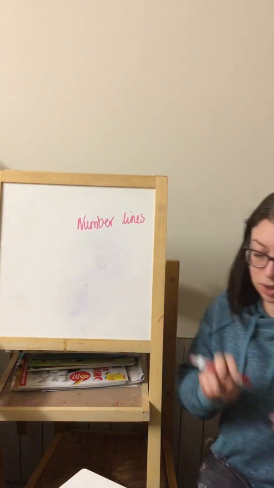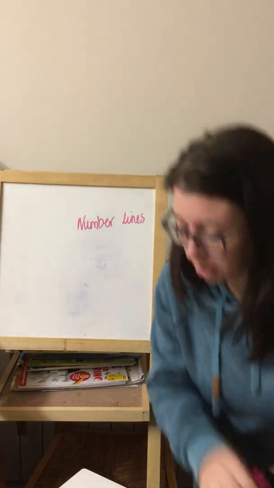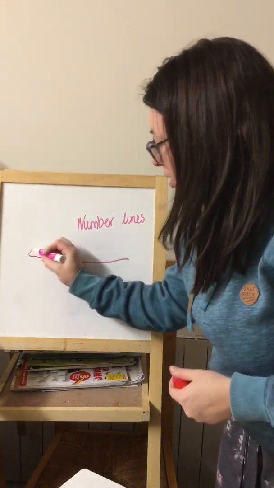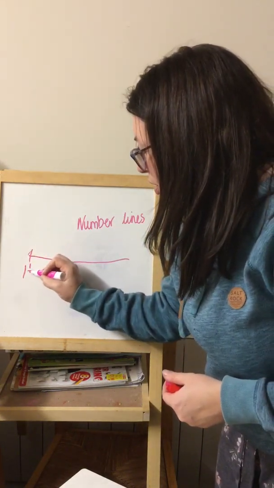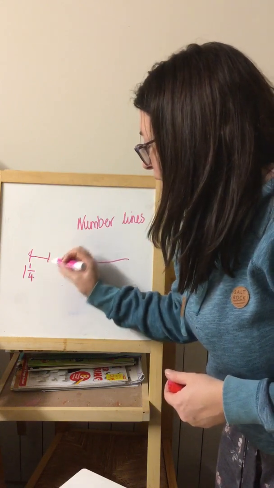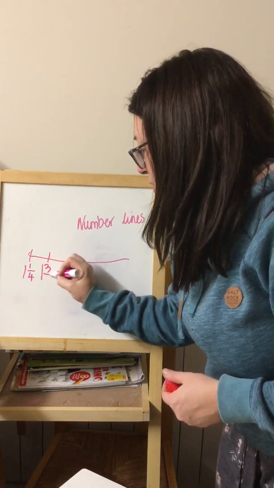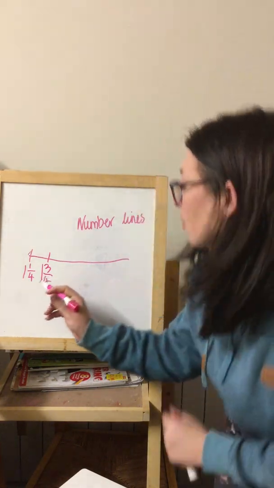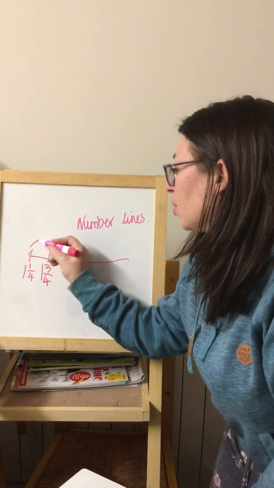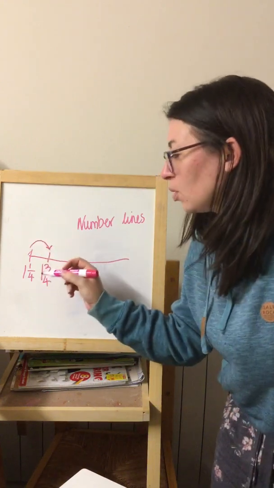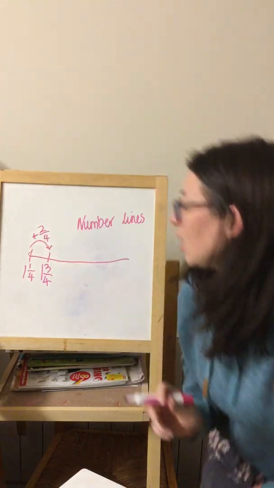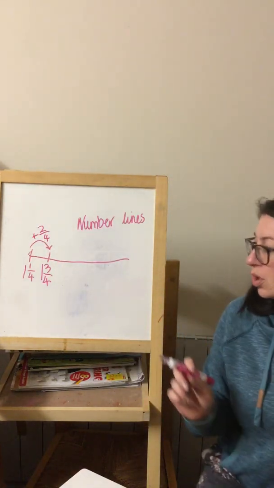Let's do it a bit bigger this time. We're going to start over here with 1 and 1/4. Our next one is going to be 1 and 3/4. So this time we are going to be jumping up not by 1/4 but by 2/4. So each time we are adding 2/4.